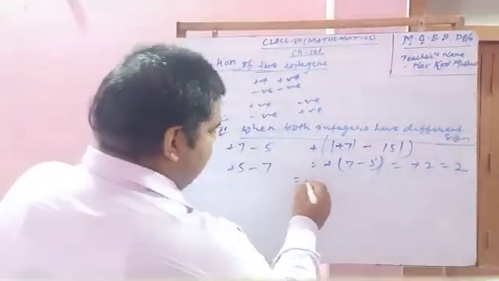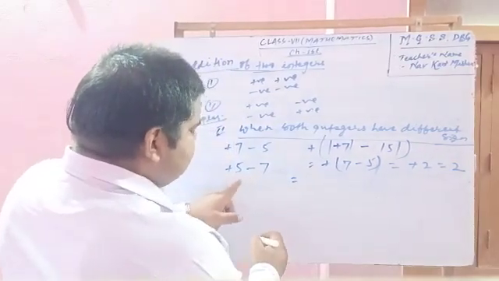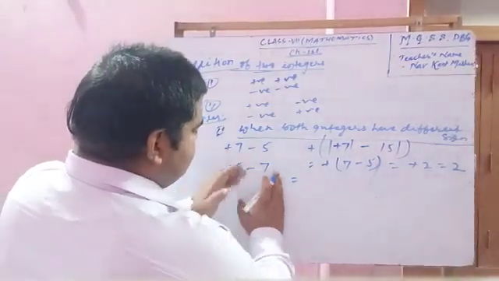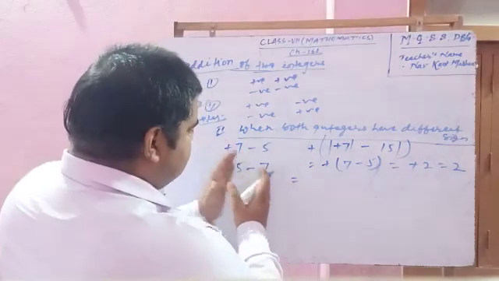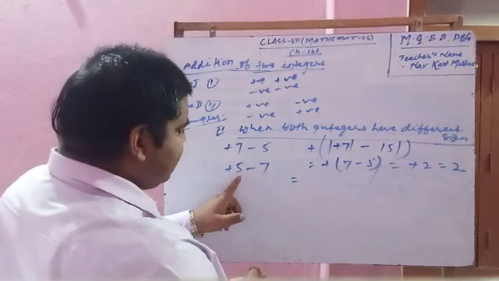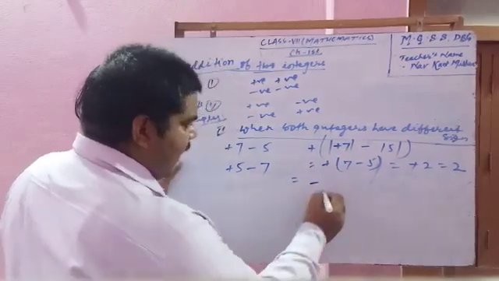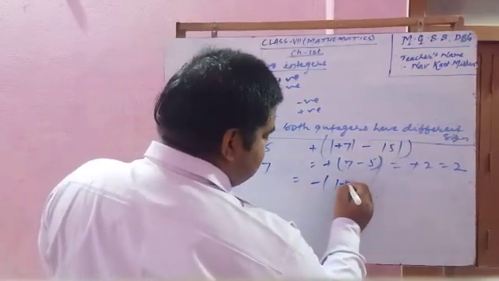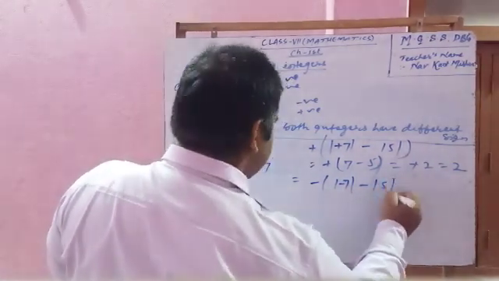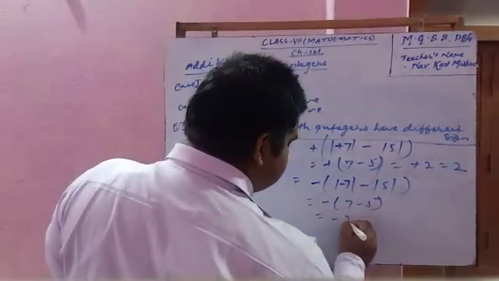In this case, at first you have to just see the integers, the absolute values of the integers. Absolute value of minus 7 is 7. Absolute value of 5 is 5. Then you have to see that 7 is greater than 5. So you have to put the sign of 7, which is minus, and then you have to subtract 5 from 7. And what do you get in this case? 7 minus 5, and the result is minus 2.